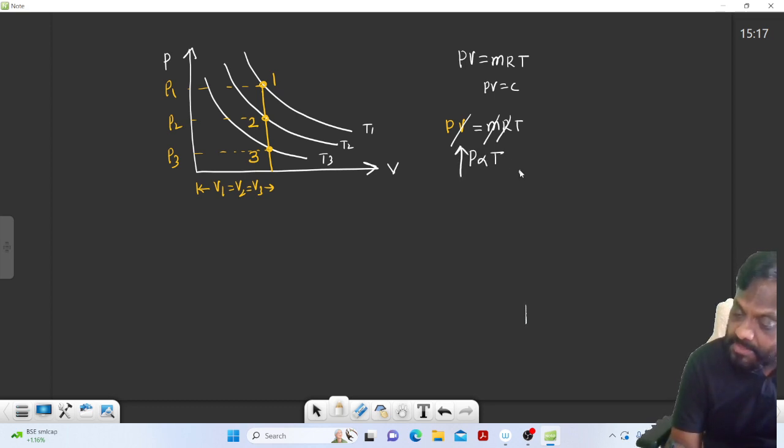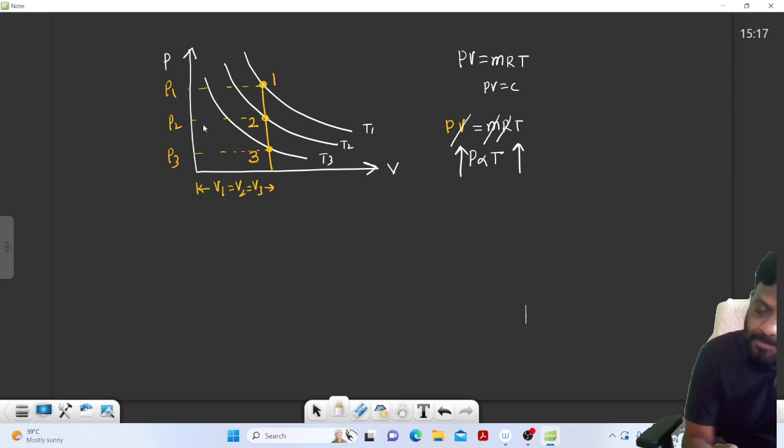Larger the pressure, larger is the temperature. For a constant volume process, now I have points 1, 2, and 3. The pressure at point 1 is more. When pressure is more, temperature is more. It means T1 is more than T2. Pressure at point 2 is more than pressure at point 3, so P2 is more than P3. When P2 is more, T2 will be more than T3. So I can safely write that T1 is greater than T2 greater than T3.